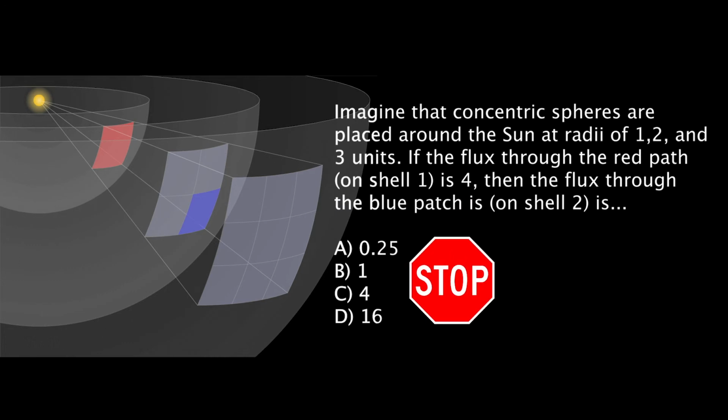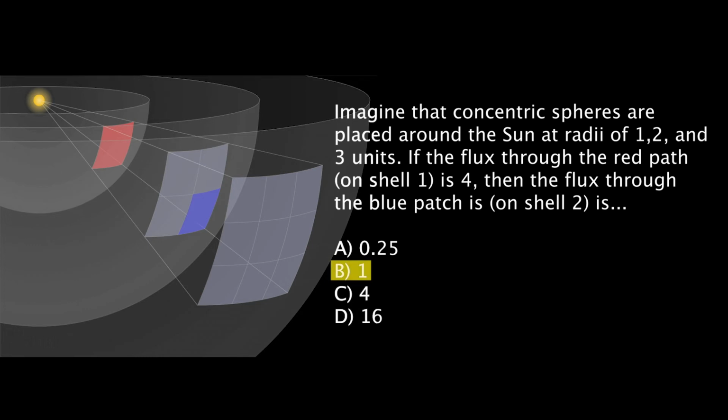Note that all the light energy that passes through the red square also passes through the 4 blue squares. Thus, the light intensity at a blue square must be 1/4 of that through the red square.